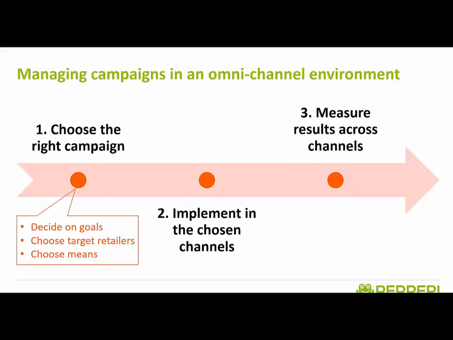Managing campaigns in an omni-channel environment, like most things in life, is divided into 3 parts. First of all, we need to choose the right campaign, decide on what our goals are, choose the target retailers, and choose the means. We then need to implement the campaign in the chosen channels, in our sales reps solution or in our B2B self-service channel. Last but not least, we need to measure what we've done, figure out whether it was good or not, and decide what to do next time.